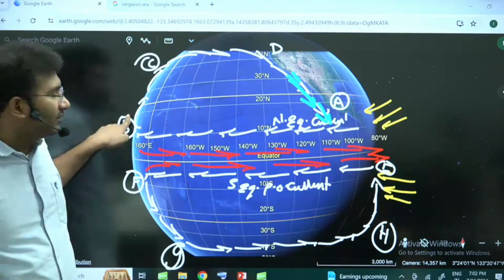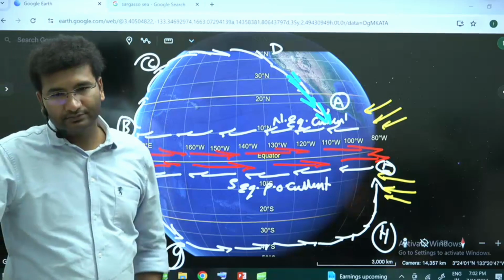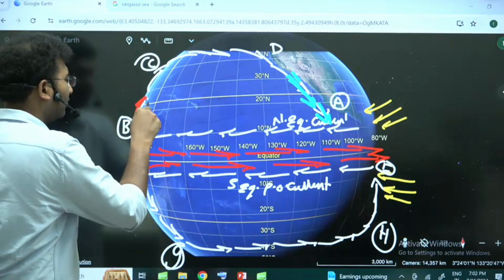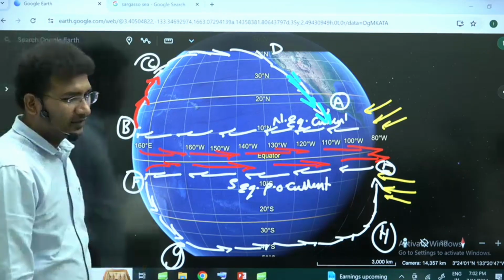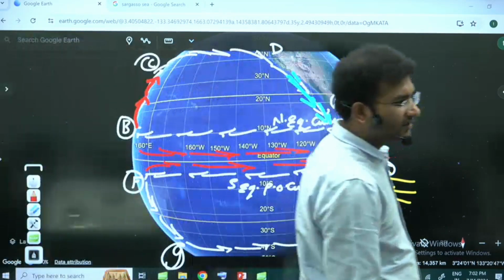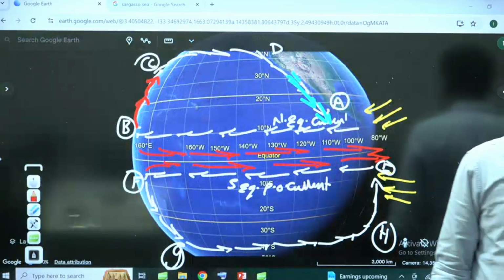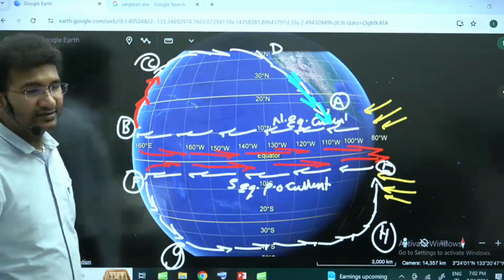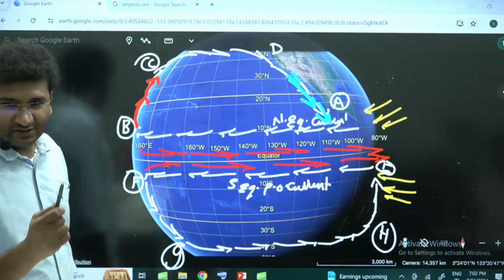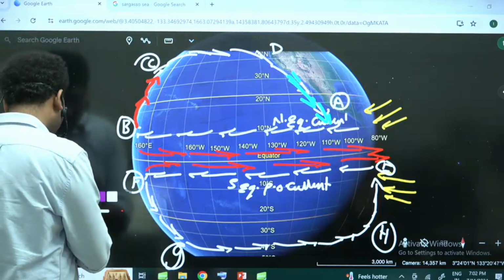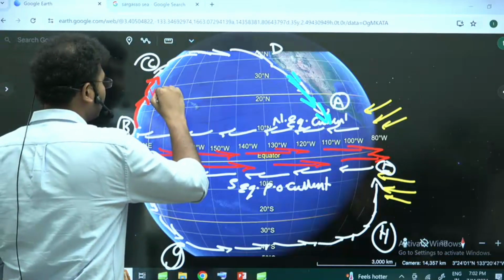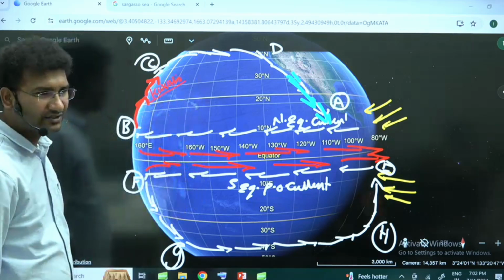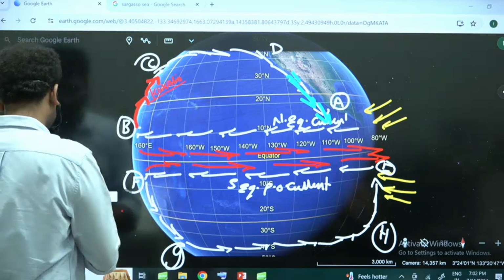Now come to point B. Cold or warm? Comparatively it should be warm. Now go to the east coast of Japan here. You find the current names Kuroshio and Oyashio. This warm current is called? Oyashio or Kuroshio? It is Kuroshio. There is an island by the name Kuroshio. That is the Kuroshio pronunciation. Okay, this is your Kuroshio current.